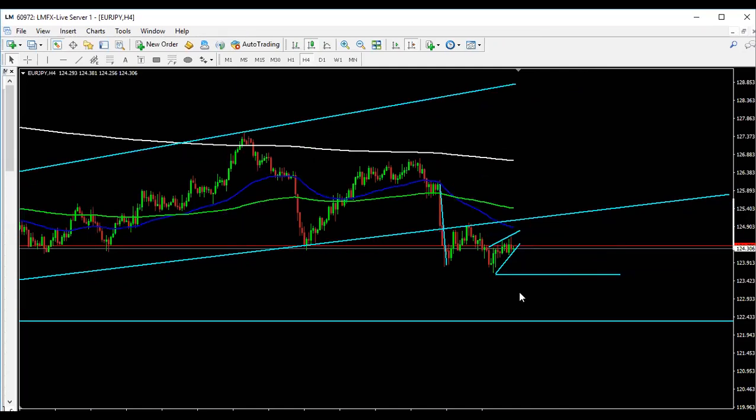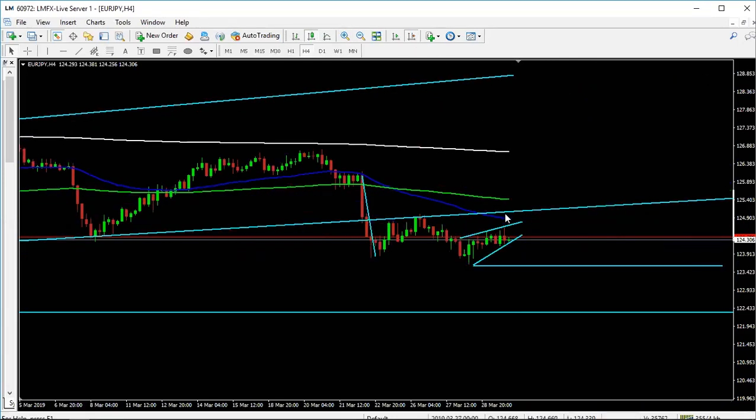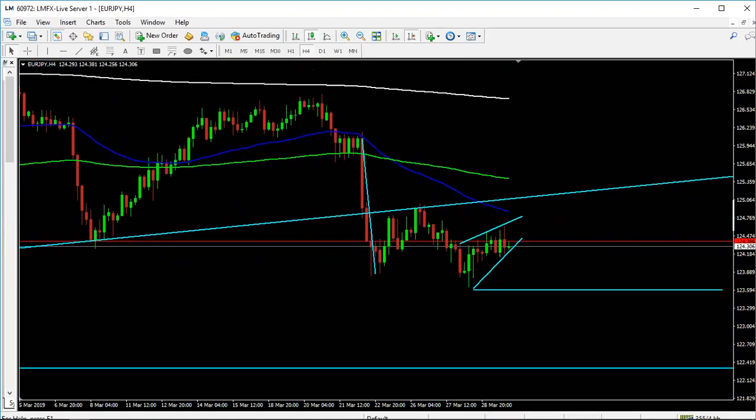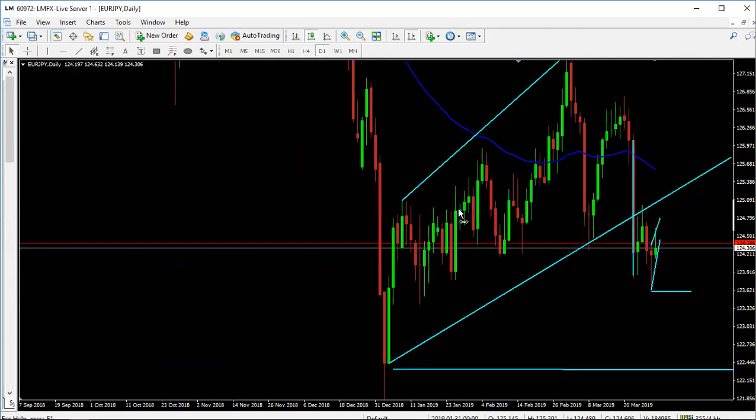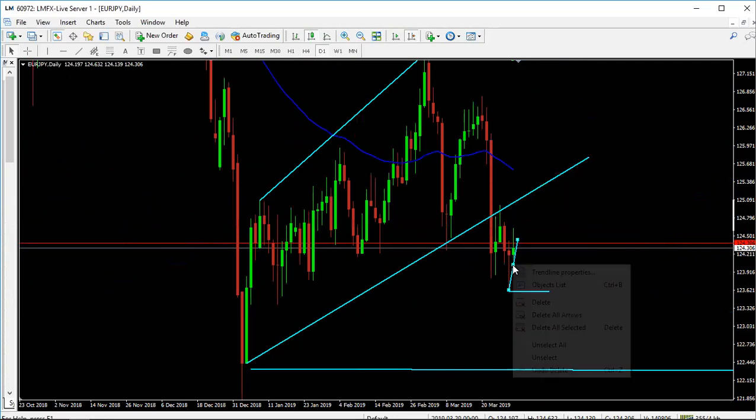Now let me zoom in. What are we looking for as far as entries? If you have an ascending channel like this, gosh, I wish I had a larger time frame. You know what I do? Let's go back to the daily real quick. I'm going to redraw these in just a second. I want to show you this though.